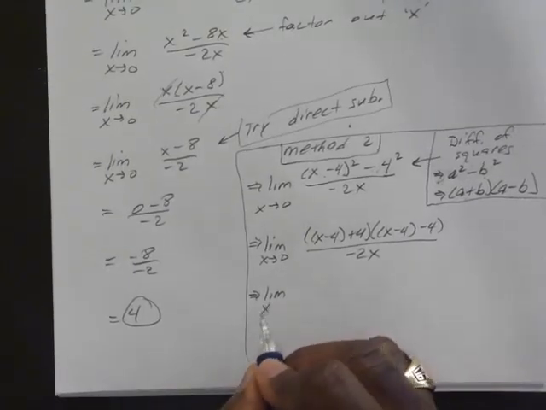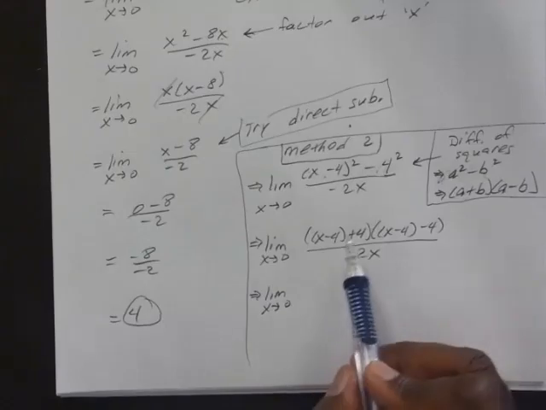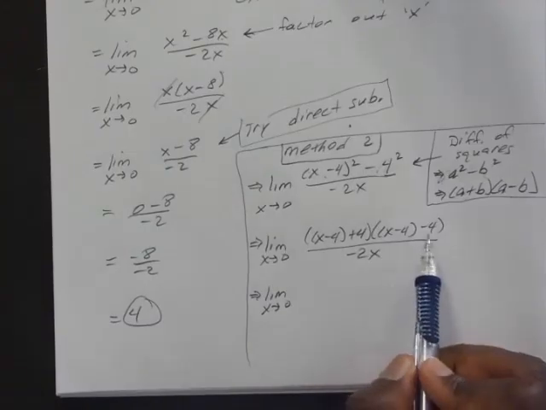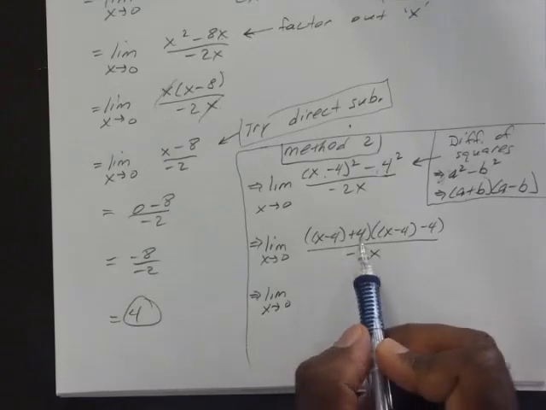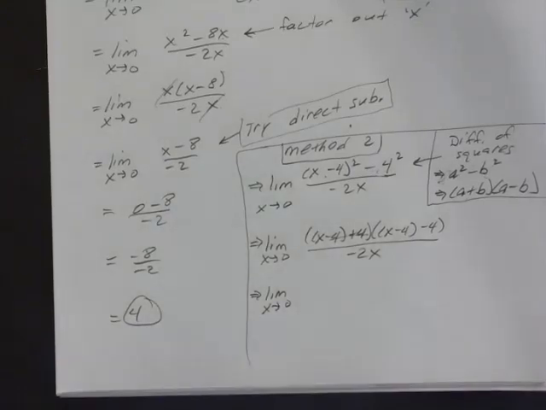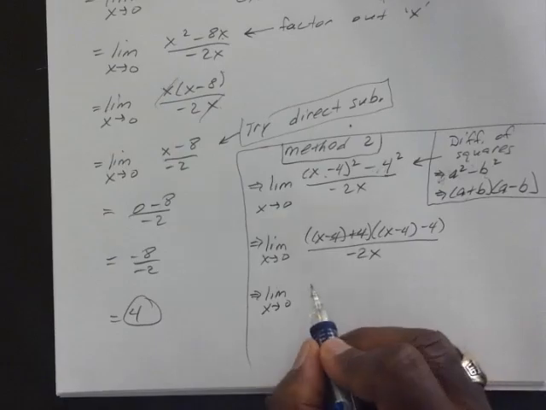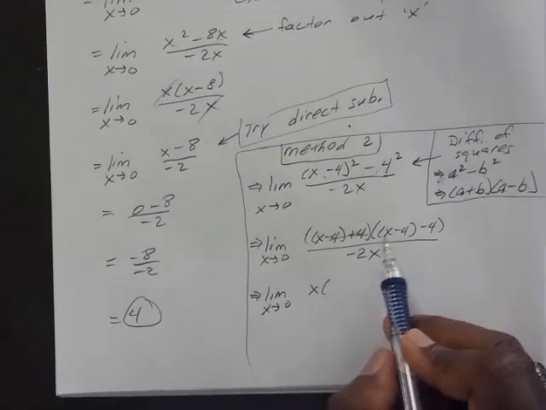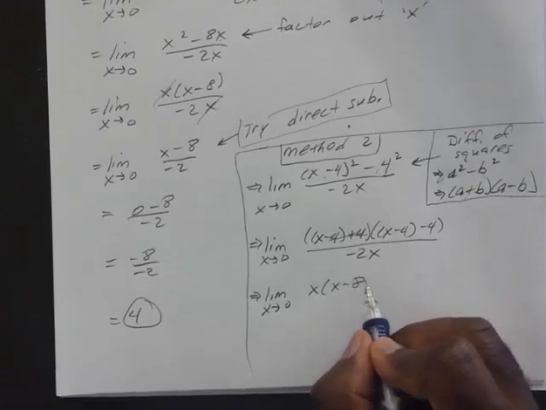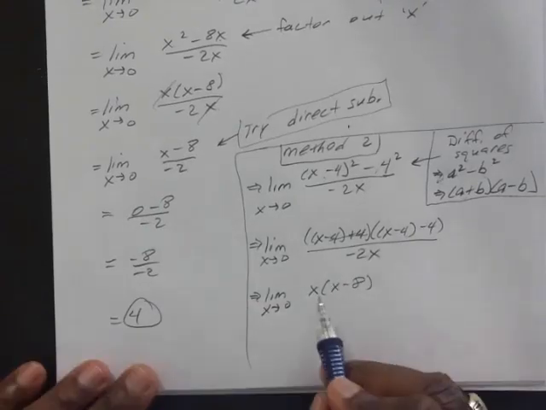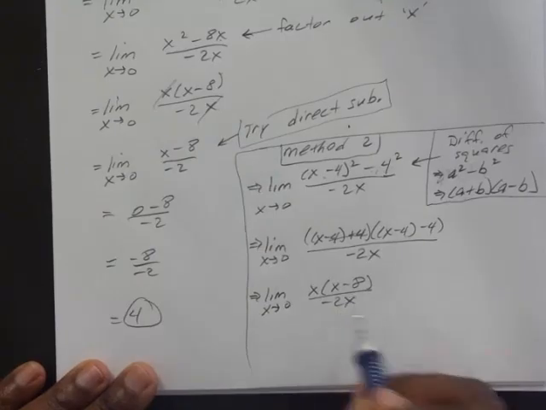So that limit as x approaches 0, we simplify inside of each of those sets of parentheses. We have x minus 4 plus 4. Those two cancel out. So we have x times (x minus 4 minus 4), which is x minus 8, divided by negative 2x.